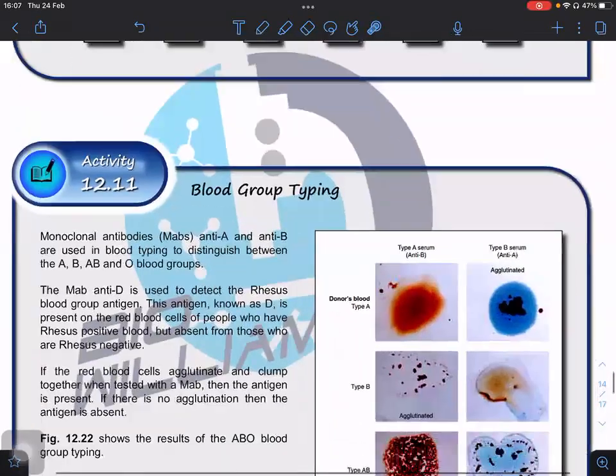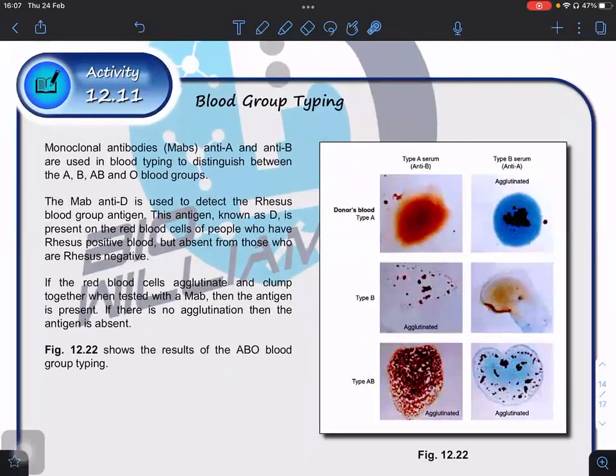We can also use monoclonal antibodies for blood group typing. For example, we have type A serum and type B serum. Type A serum will have anti-B, and type B serum will have anti-A. In this case, you can see type A blood has only anti-B, so there is no anti-A reaction, and you can see no agglutination.